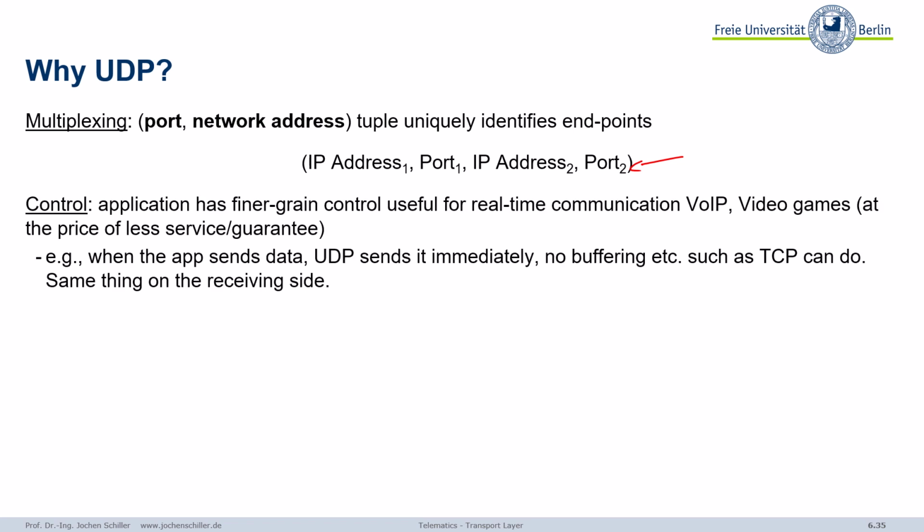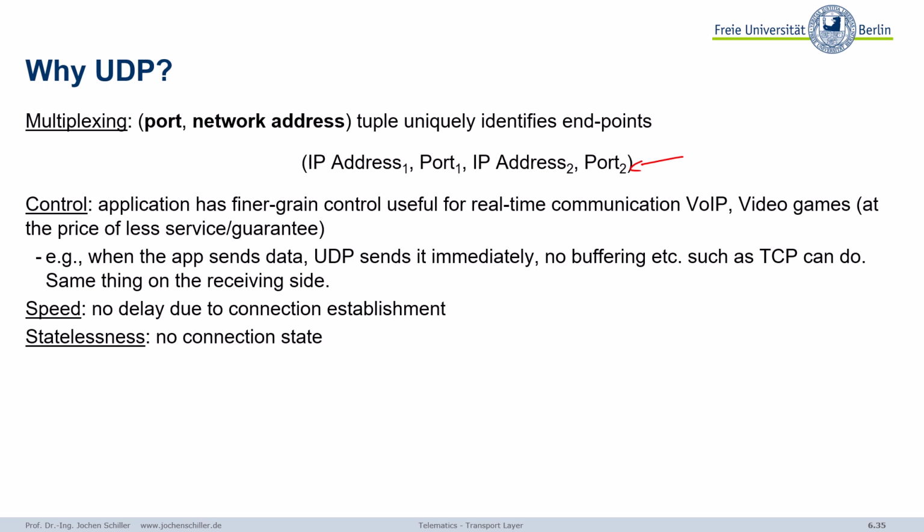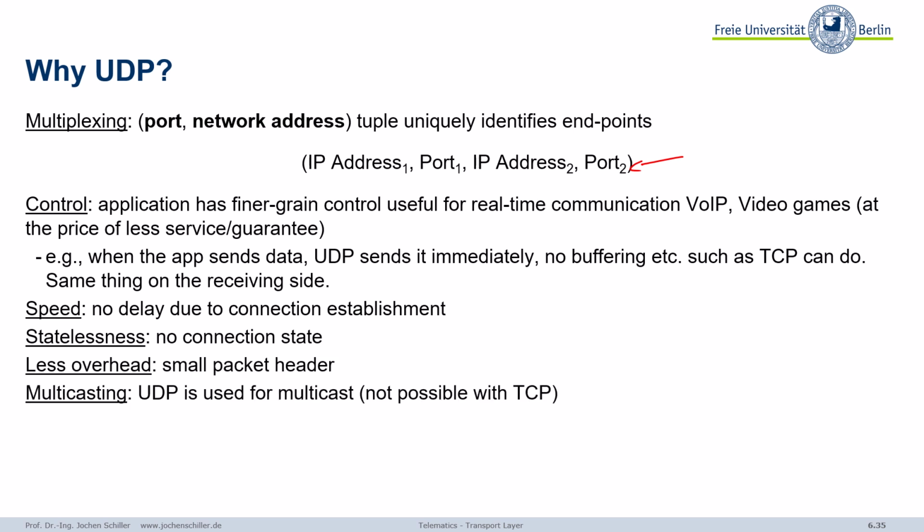So why use UDP? Well, it's good for real-time communication, voice over IP, video games, etc. UDP sends the data immediately. There's no buffering, as TCP does. Same thing on the receiving side. As soon as you receive a UDP packet, you immediately deliver it to the application. There's also no connection establishment. It's very simple. We have no connection state, and a very small packet header. Plus, if you do multicast, typically you use UDP. You cannot do this with TCP.